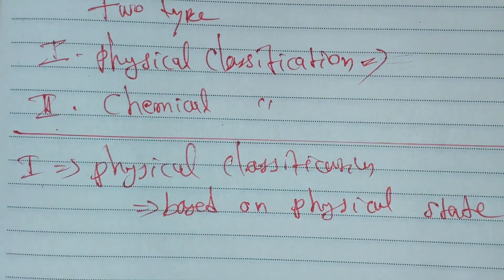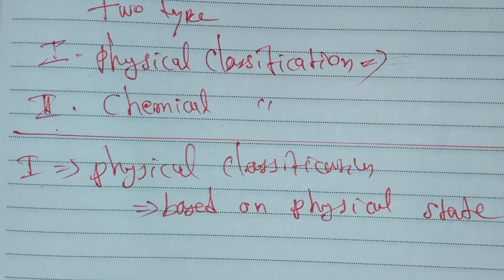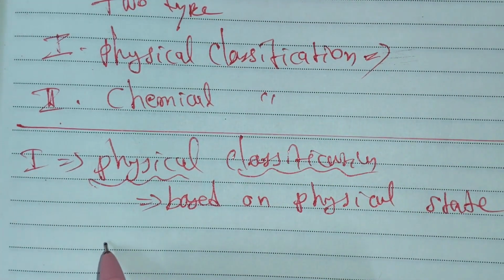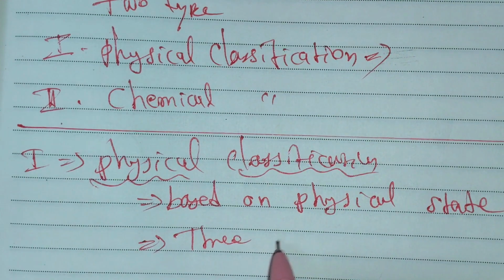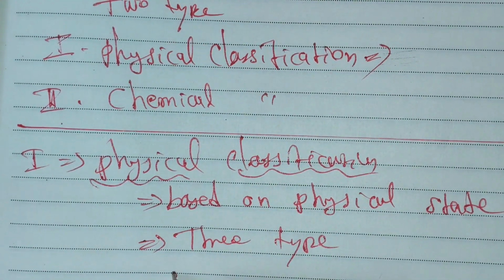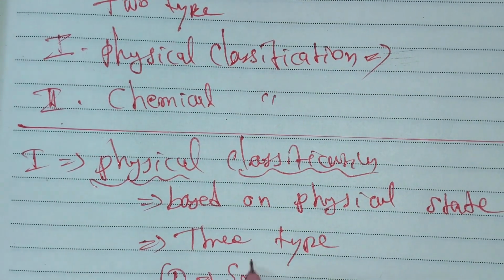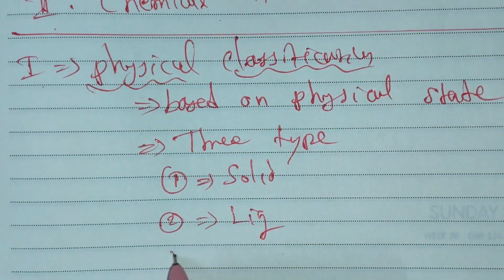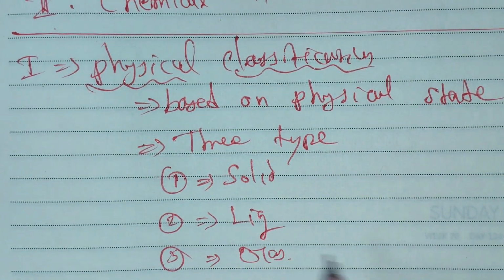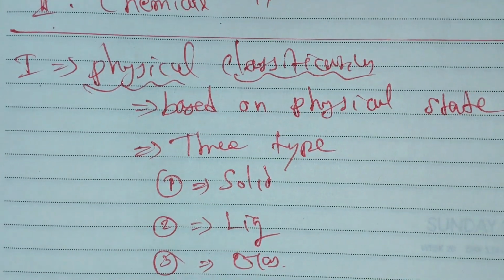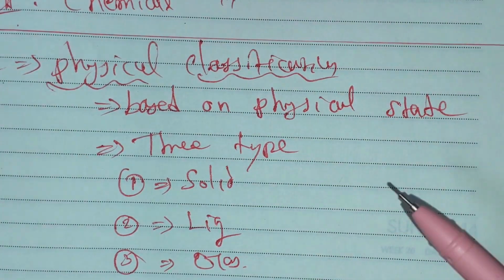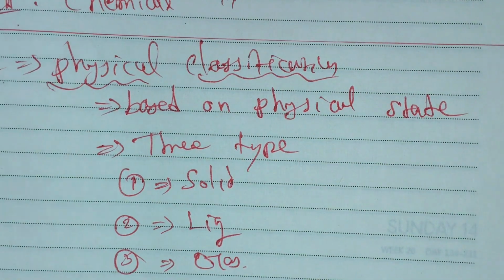Based on the physical state, we can further classify matter into three types. The physical classification has three types: one is solid, another is liquid, and the third is gas. So the physical classification is based on the physical state.